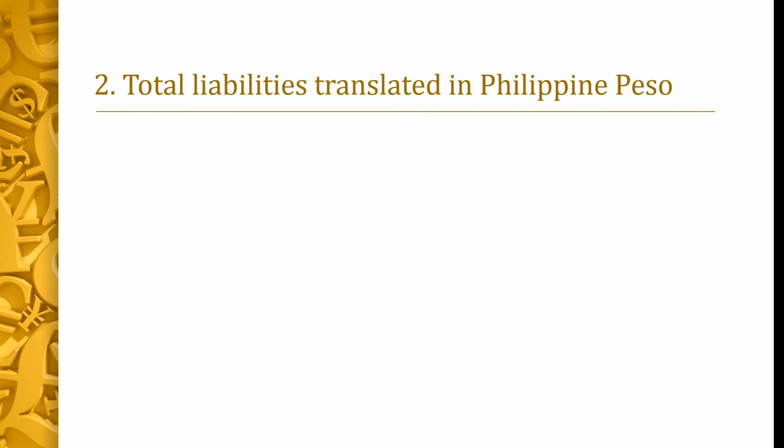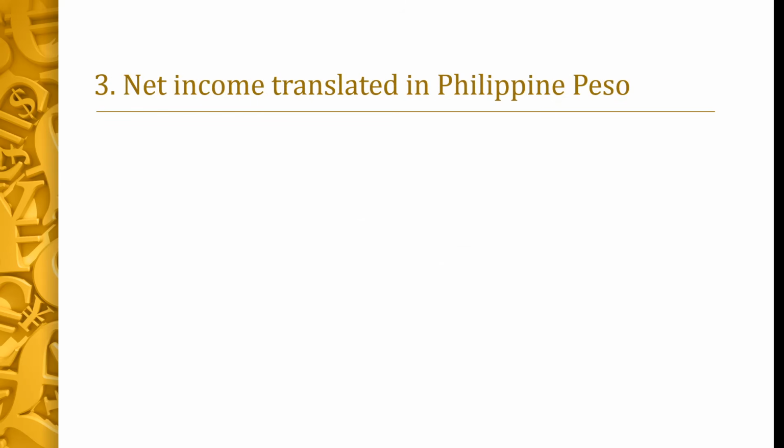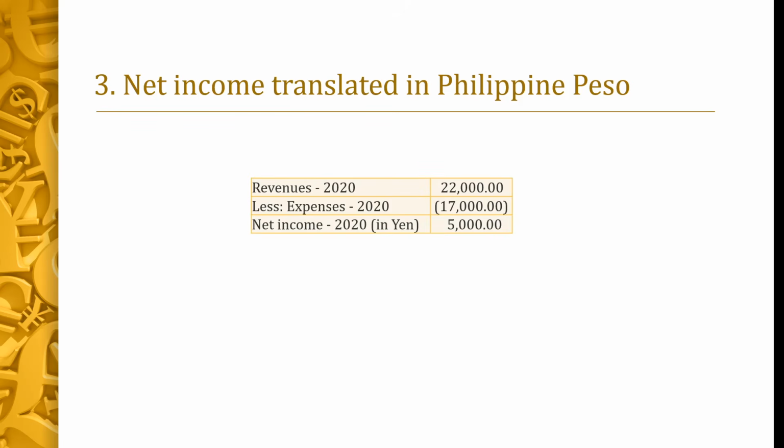Total liabilities, the same procedures. Determine the total liabilities in Japanese yen, multiply it by the closing rate December 31, 2020. Therefore, our answer, 54,000. Net income translated in Philippine peso, the same procedure. Revenue less expenses. Therefore, you have a net income 5,000 Japanese yen. You will have to multiply that by the average rate of the year 2020. Since given naman siya, 1.16. Okay? So, our answer, 5,800.